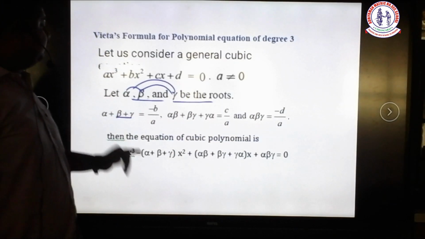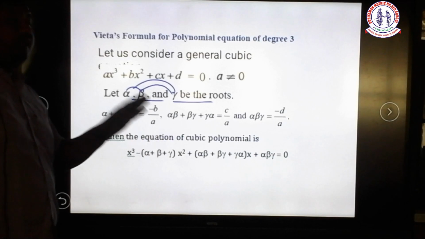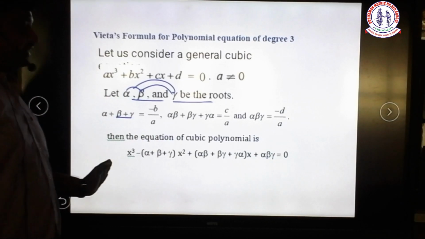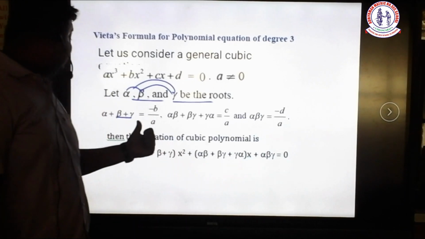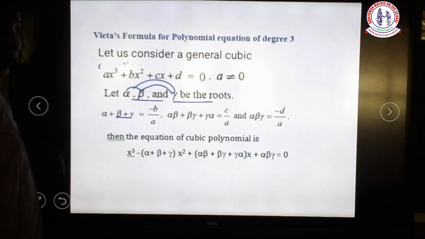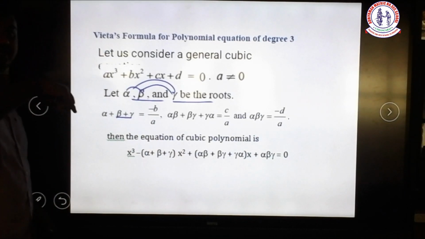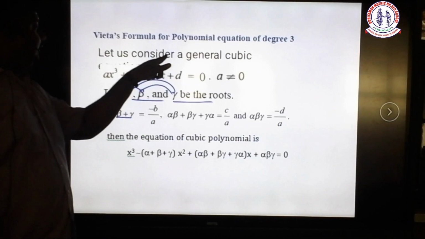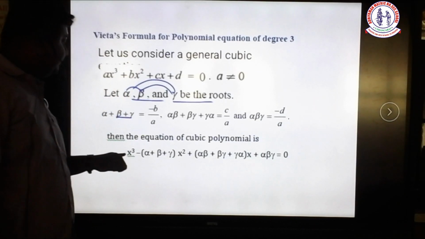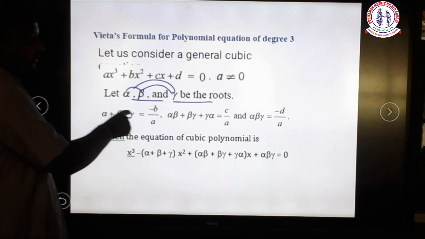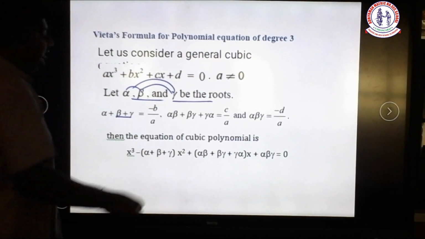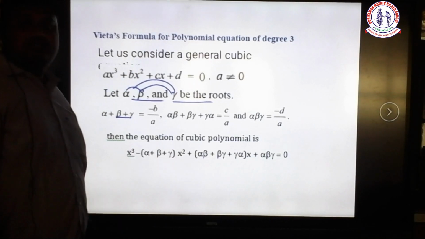Okay. How to form the equation for a cubic equation? We are already familiar with the quadratic equation: x square minus sum of the roots times x plus product of roots. But here it is a cubic equation. Here it's a quadratic equation, so you put x square. Here, for the cubic equation, you put x cube minus the sum of the roots, alpha plus beta plus gamma, times x square.